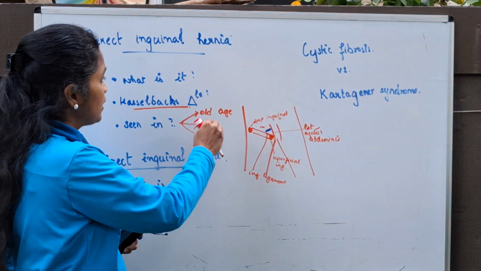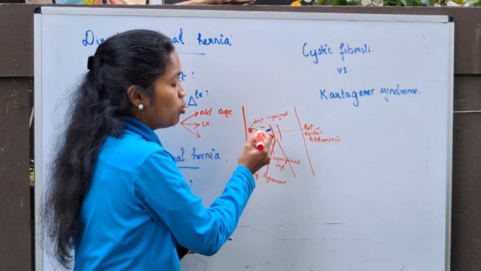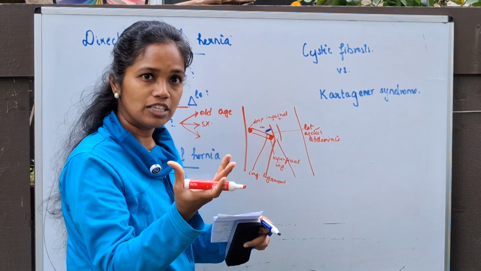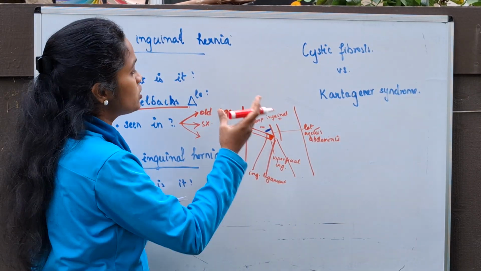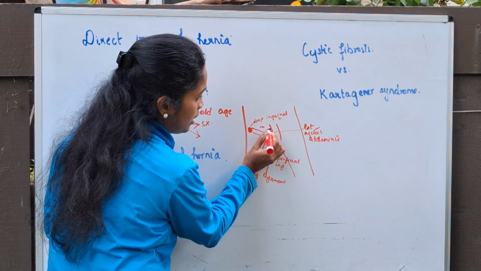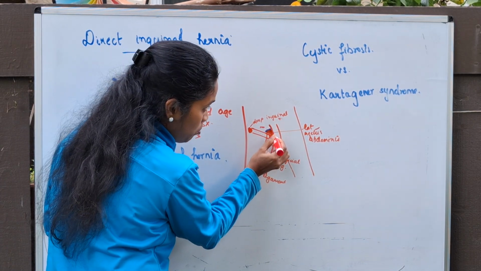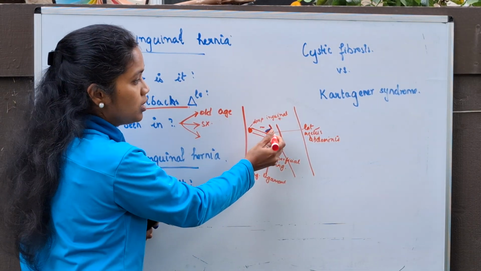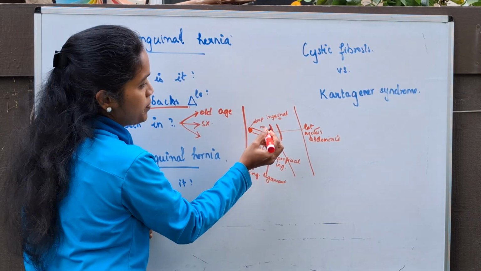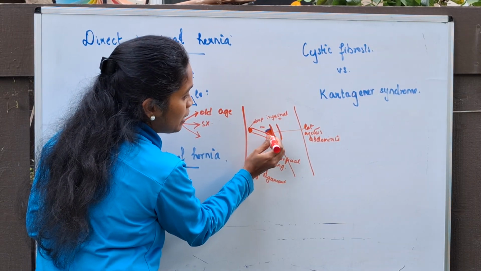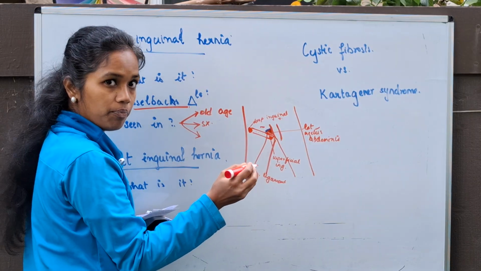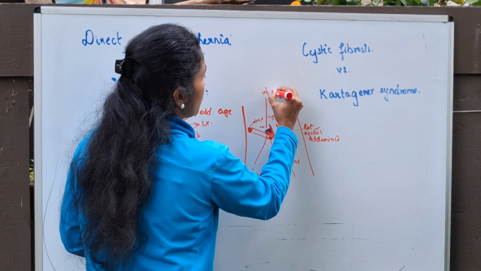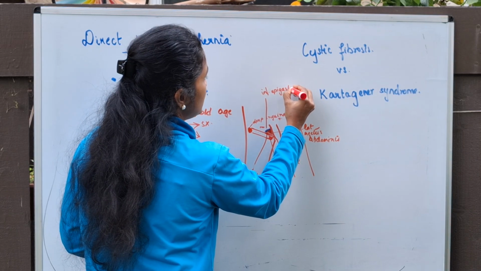But when the contents don't take the long route, but instead come out through a defect in the abdominal wall, that is known as the Hesselbach's triangle. This Hesselbach's triangle is formed by the lateral border of the rectus abdominis muscle. So this is the rectus abdominis muscle. That lateral border forms the medial border of this triangle, this inguinal ligament forms the lower border of it, and the inferior epigastric vein forms the lateral boundary.